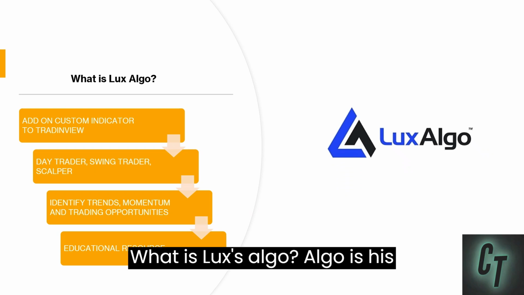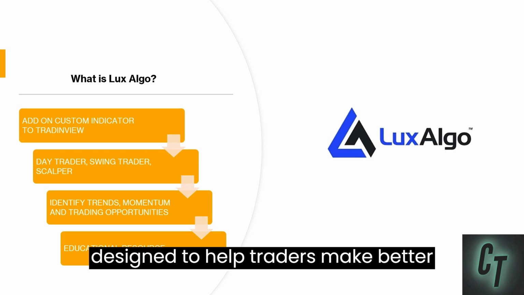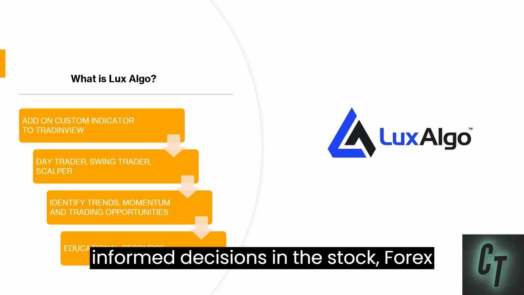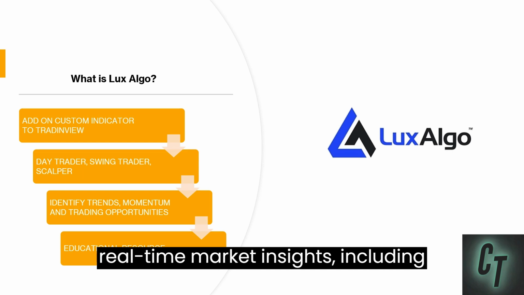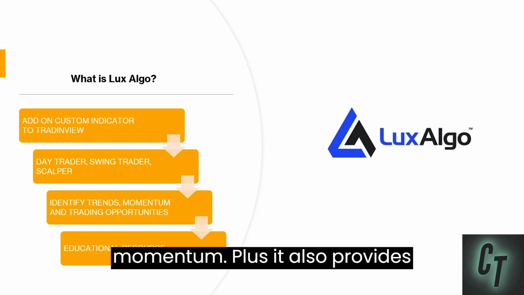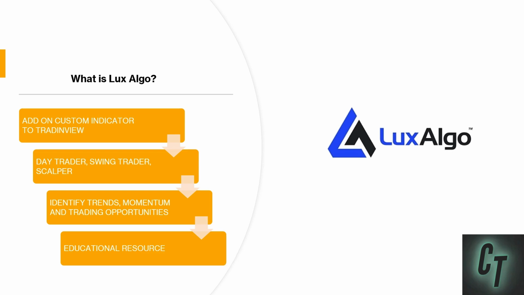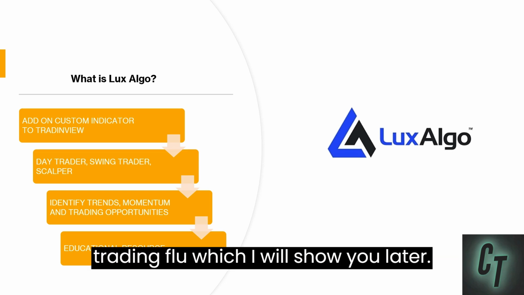What is Lux Algo? Lux Algo is a suite of trading tools and indicators designed to help traders make better informed decisions in the stock, forex, and cryptocurrency markets. The suite uses advanced algorithms to provide real-time market insights, including trend direction, volatility, and momentum. Plus, it also provides trading signals. It is a custom indicator which you can add to your trading flow, which I will show you later.